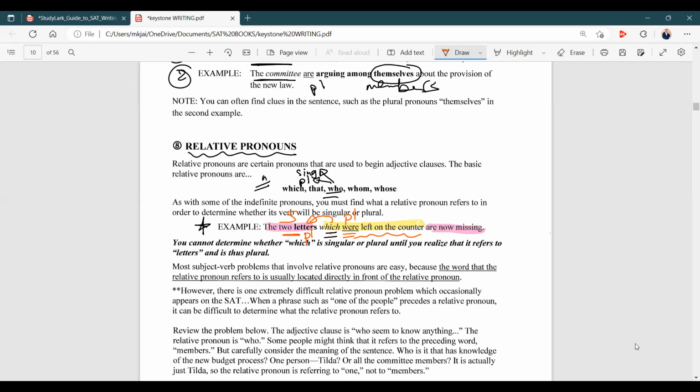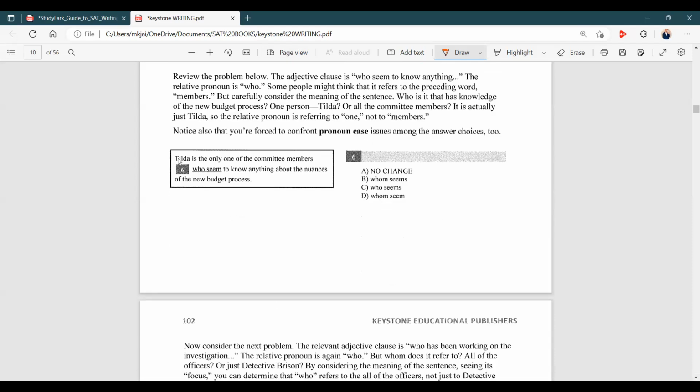So whenever you're dealing with relative pronouns, focus on the noun they refer to. So I can write down relative pronouns where. So what about this one? Number 6. Yes, Ahmed Wa'il. What's your choice?